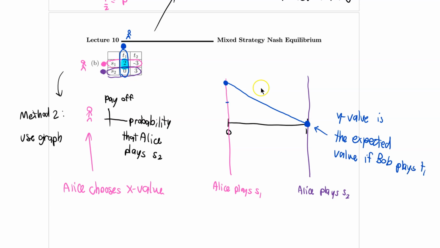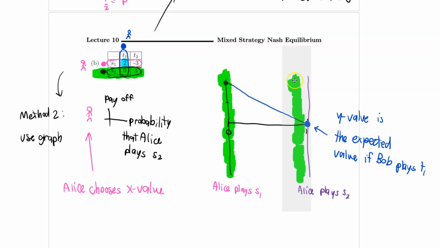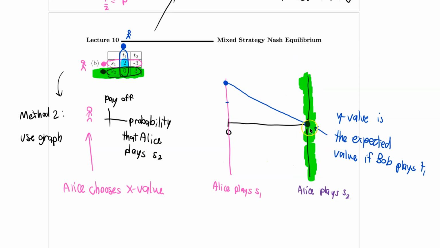Yeah, and we can kind of see how this makes sense. Let me use the green highlighter here. If Alice says, okay, I'm gonna play S1, so she's gonna play the pink line, and Bob plays T1, then the payoff of the game is gonna be 2, and that's gonna be my y value here. If Alice says, now I change my mind, I'm gonna play S2, purple, then the outcome of the game is going to be 0, and that's what we have here.